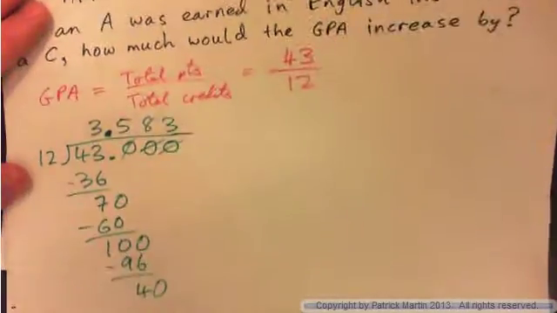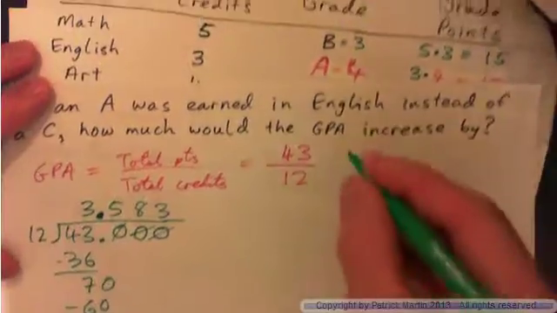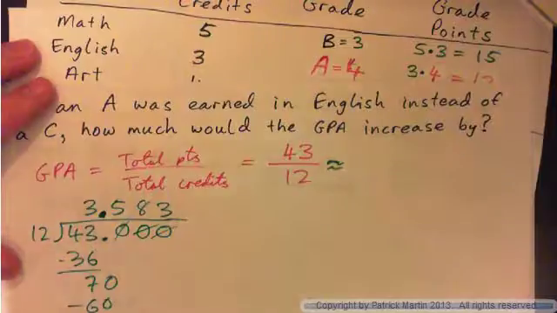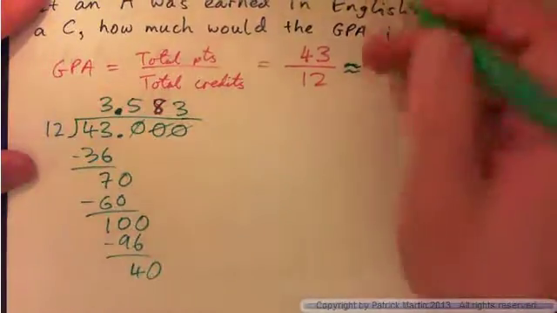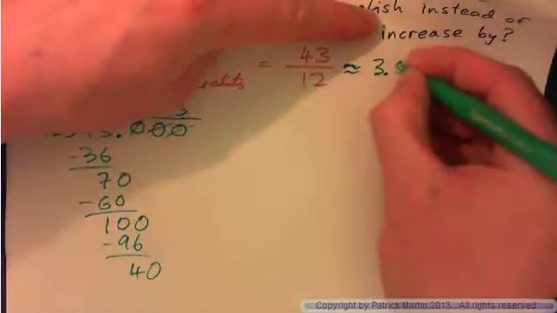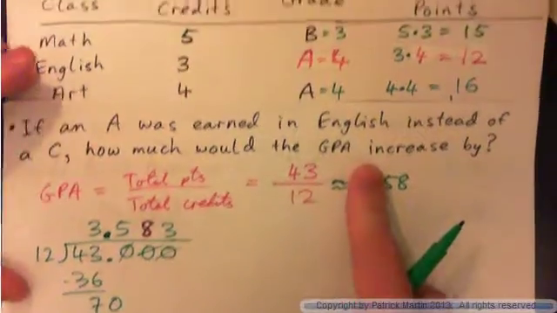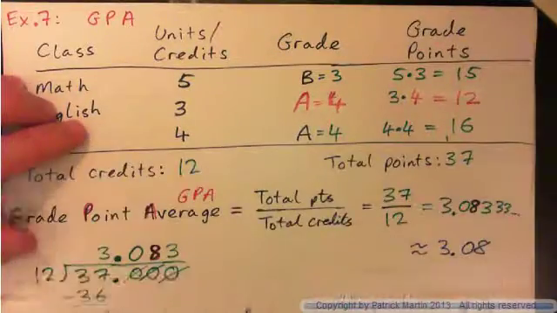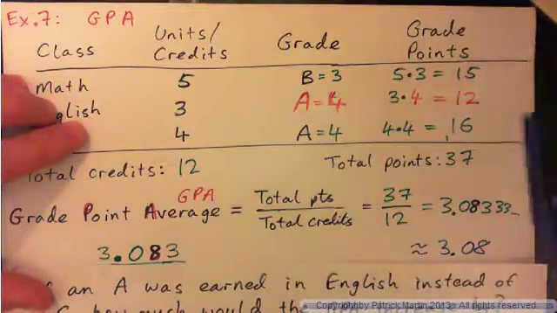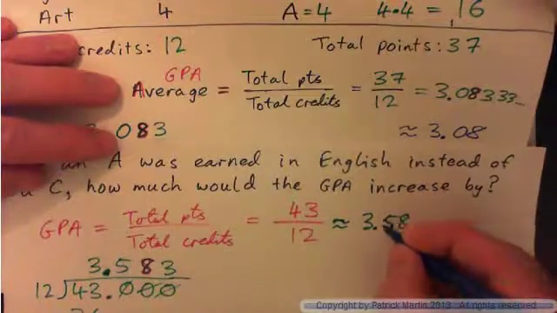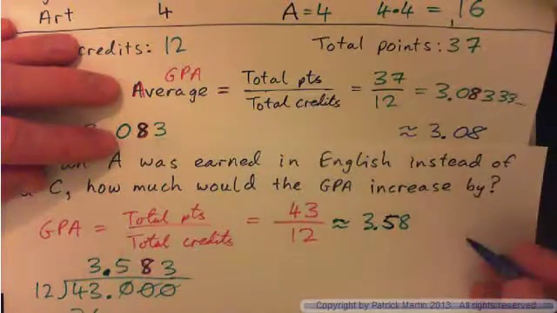So you do long division, and I'm just doing it really quick so you can see. But this gets to be, to the nearest hundredth, approximately 3.58. Now, if an A was earned in English instead of a C, how much would the GPA increase by? Well, I got 3.08. If I got an A in English, my GPA would now be 3.58. So how much would it increase by?